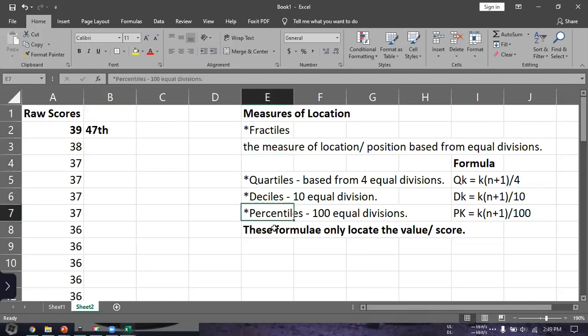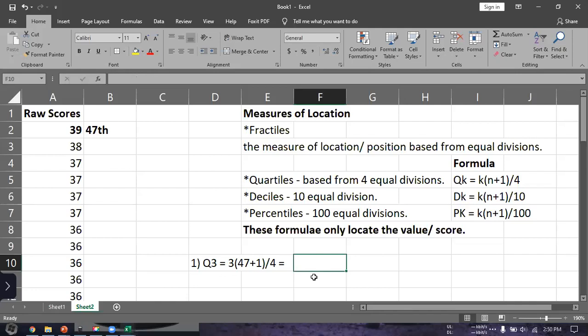Right? So first example, number 1. Let's try to look for the third quartile. Using the formula, that is 3 times 47 plus 1 all over 4. Round off this value to the nearest 2 decimal places.